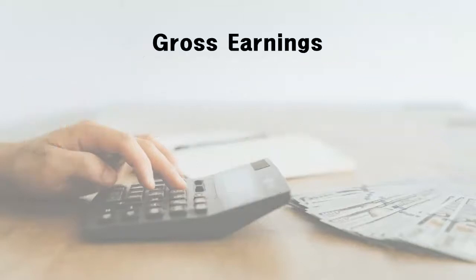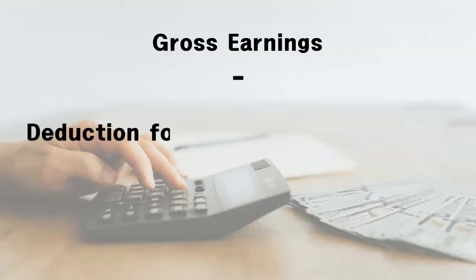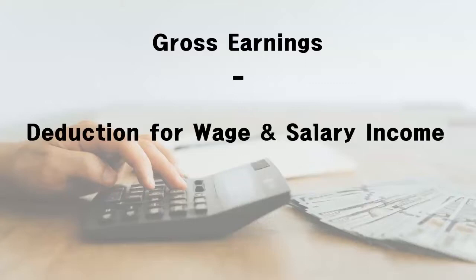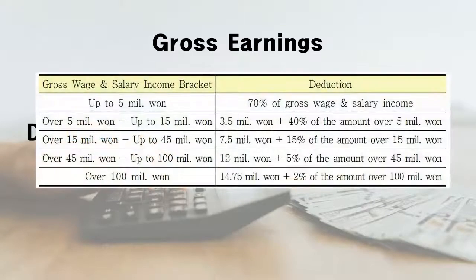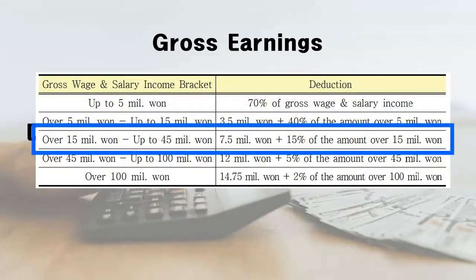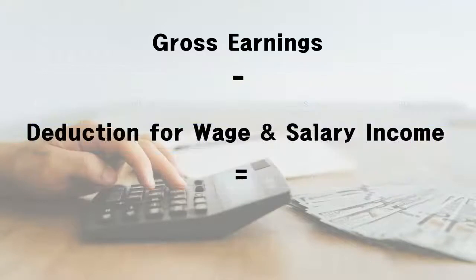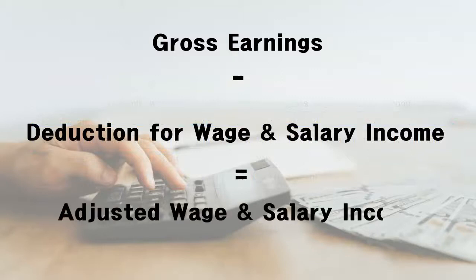From your gross earnings, we minus the deduction for wage and salary income. This is based on a progressive scale which is subject to yearly change. For example, for the 2020 tax year, those whose gross earnings are between 15 to 45 million won get a deduction of 7.5 million won plus 15% of the amount above 50 million won. From this we get your adjusted wage and salary income.